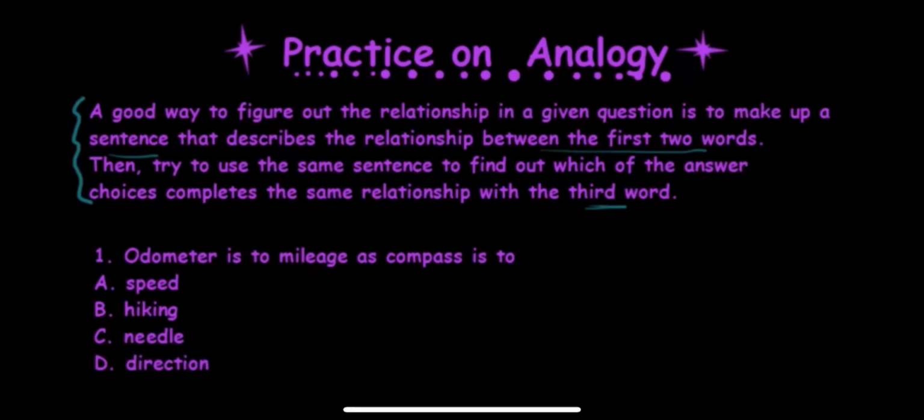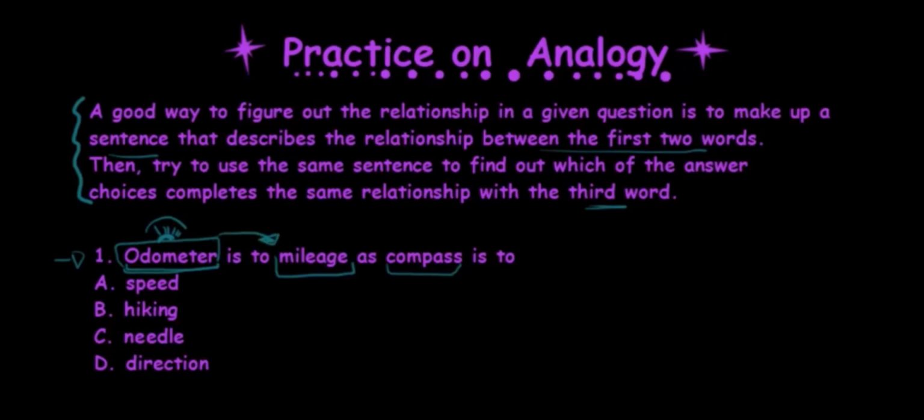They're saying odometer is to mileage as compass is to what? Now, odometer, even if you don't know what that means, is that thing that has the needles on it and measures the mileage. Mileage, we understand what it is, right? As compass is to something. So odometer clearly looks like an instrument that is measuring the mileage. The compass is an instrument that also tells us about something. What does it tell us about? About the speed? No. Hiking? No. Needle? Yes, it has a needle, but that's not the relationship we're looking at. We're looking at an instrument that is doing something. So the instrument is measuring a direction.